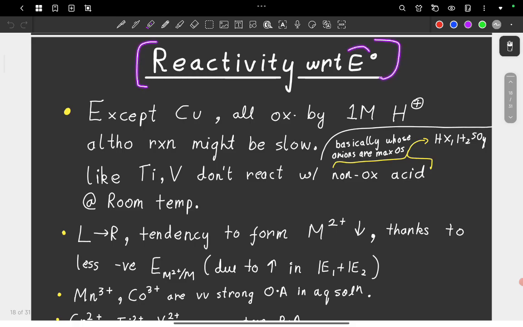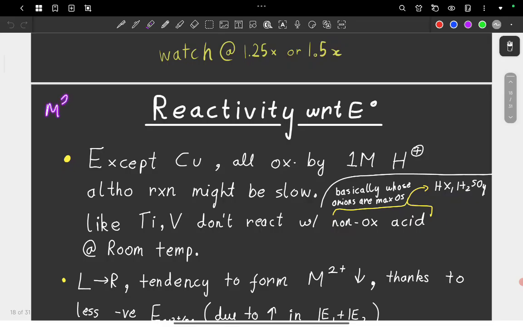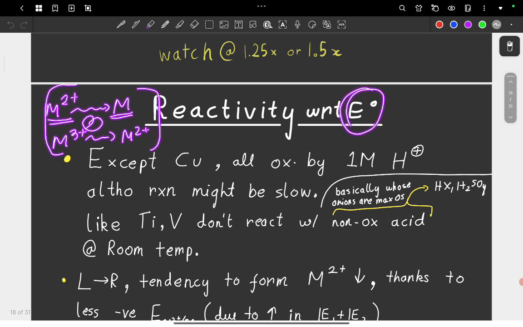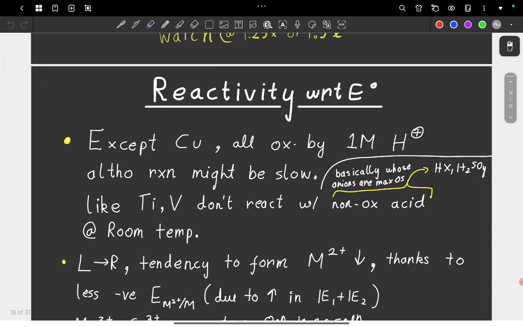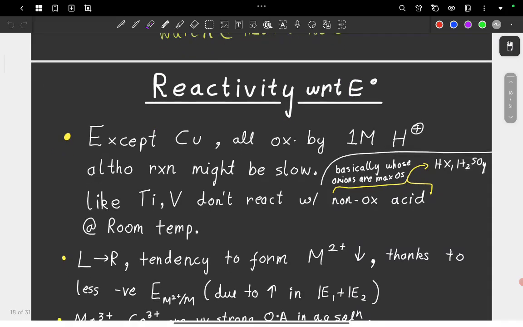Well, in the last lecture we studied the trends of their E naught. E naught in the sense of what is their spontaneity when they are going from the +2 oxidized state to their metallic form, and from their +3 oxidized state to their +2 oxidized state. So the spontaneity of these can be judged by the E naught of the cell reaction, and we can use this to predict their reactivity.